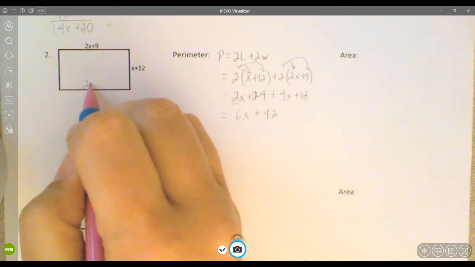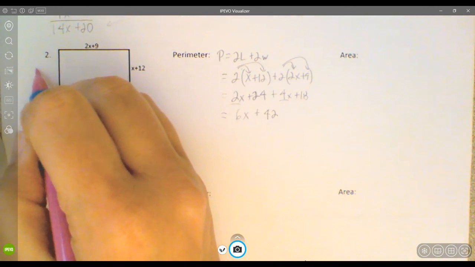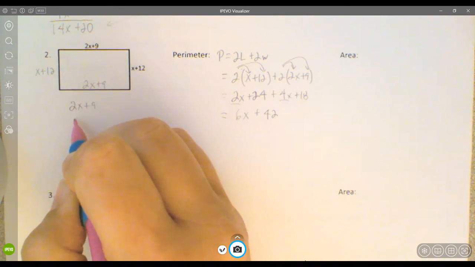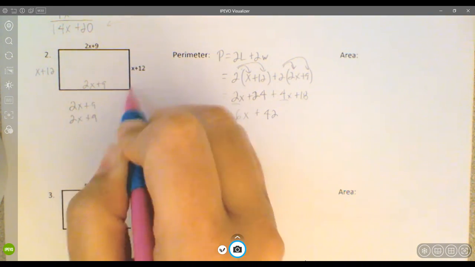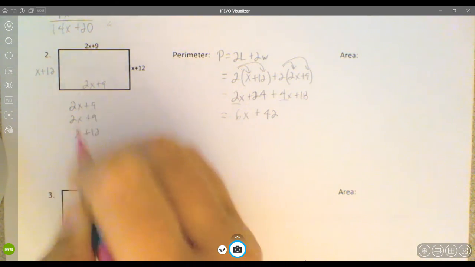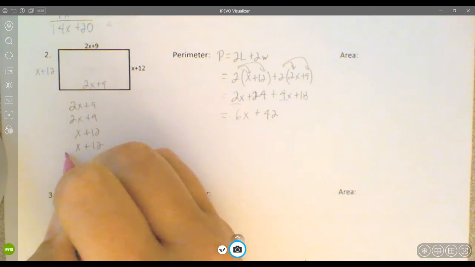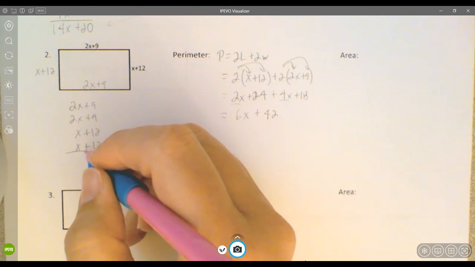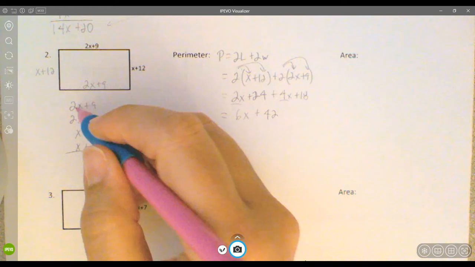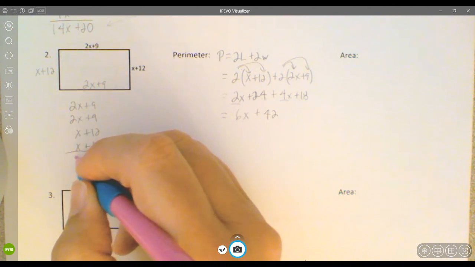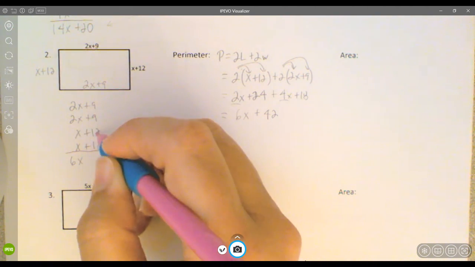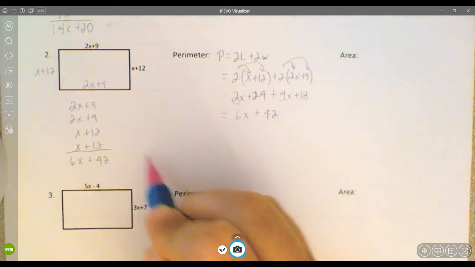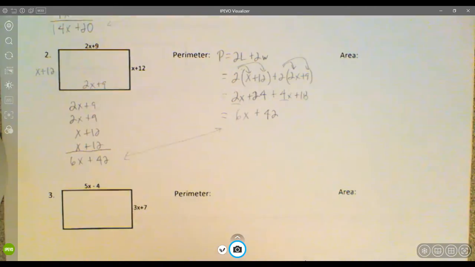I can do the same thing here by just adding everything. So we have 2x plus 9 plus 2x plus 9 plus x plus 12 plus x plus 12. And again, remember, addition is commutative, so I could really add these numbers in any order. 2 plus 2 plus 1 plus 1 is what? 6x. 9 plus 9 plus 12 plus 12 is 42. Oh yeah, that's the same thing.